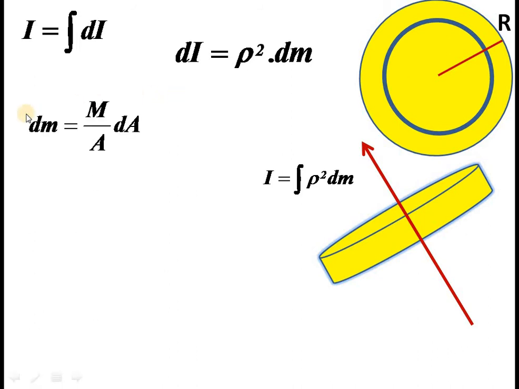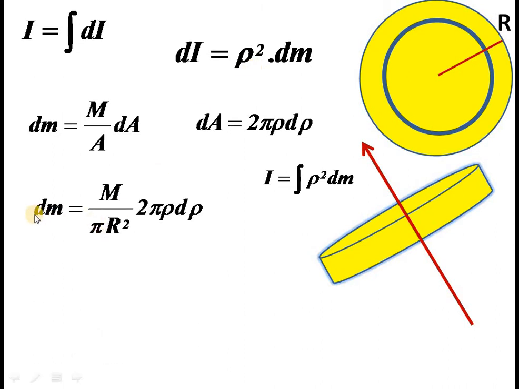Now, what is dm here actually? It is the mass per unit area times dA, where dA is the area of this thin hoop. The area multiplied by the mass per unit area gives you the mass of this hoop. So dm will be equal to mass per unit area, M by pi R square, into 2 pi rho d rho. So you get the mass of this hoop, dm.